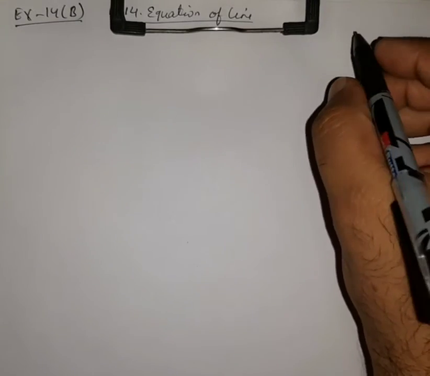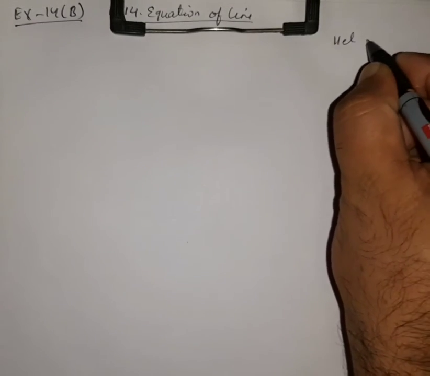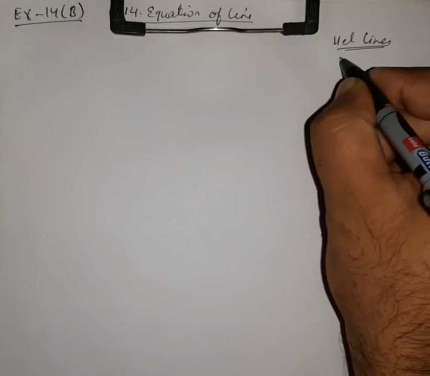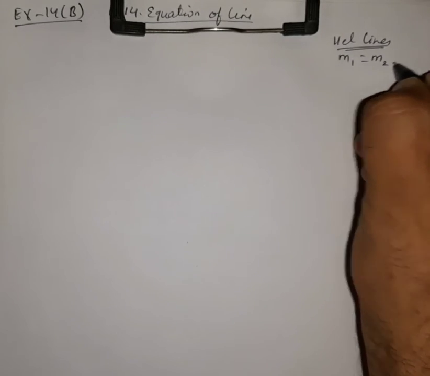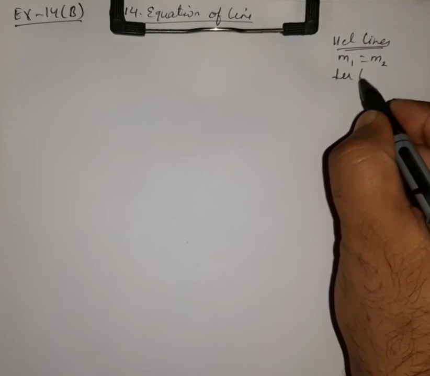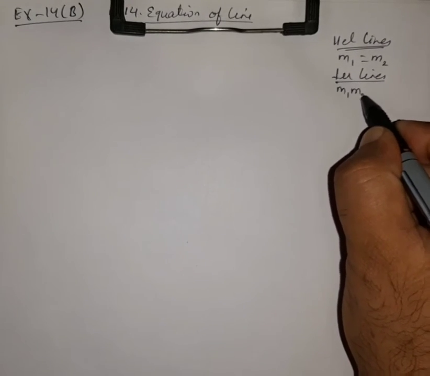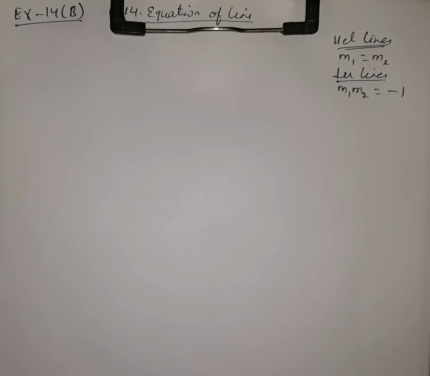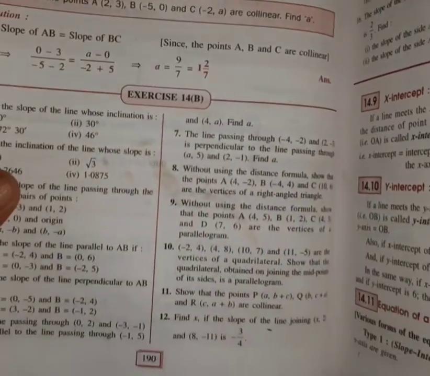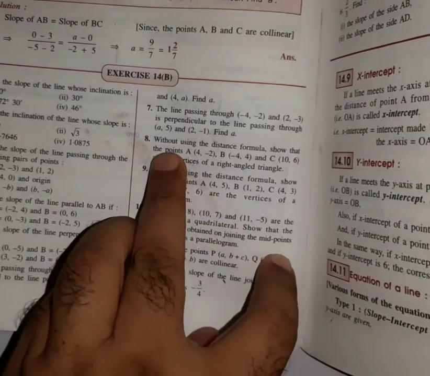So we have already seen that for parallel lines the slopes are equal, means m1 is equal to m2, and for perpendicular lines the product of the slopes is equal to -1. Now based on this we will talk about some of the questions from your exercise 14b. Now I'm going to talk about question number 8.